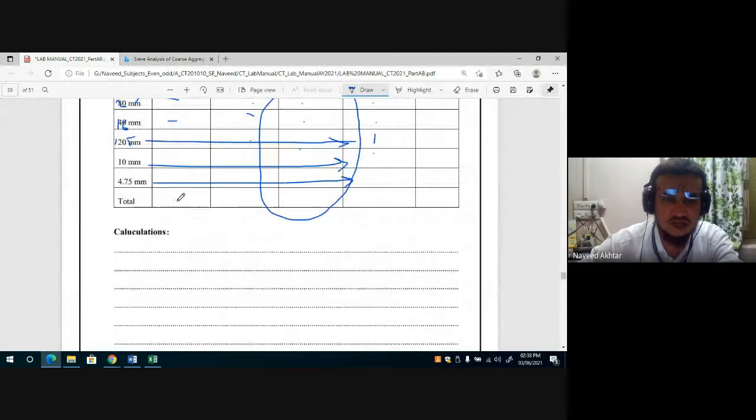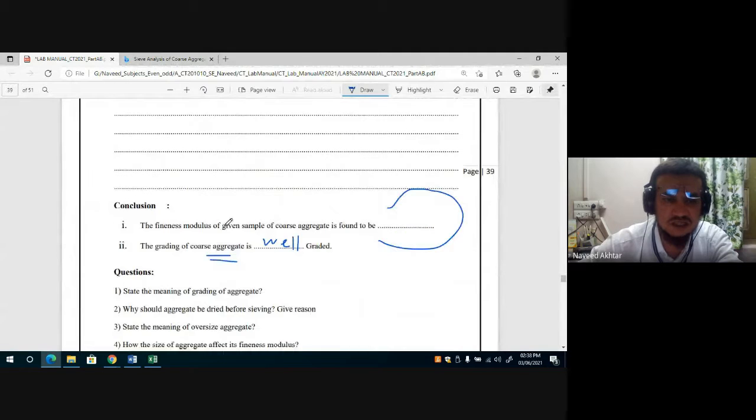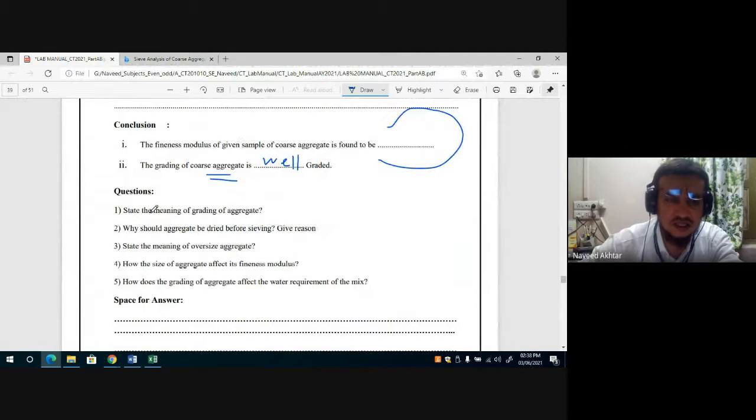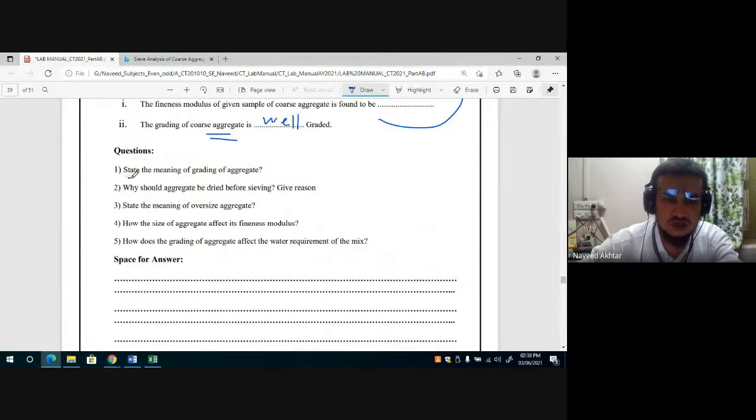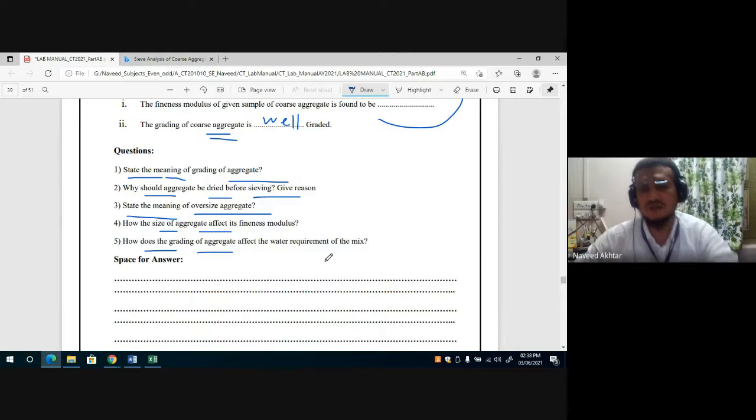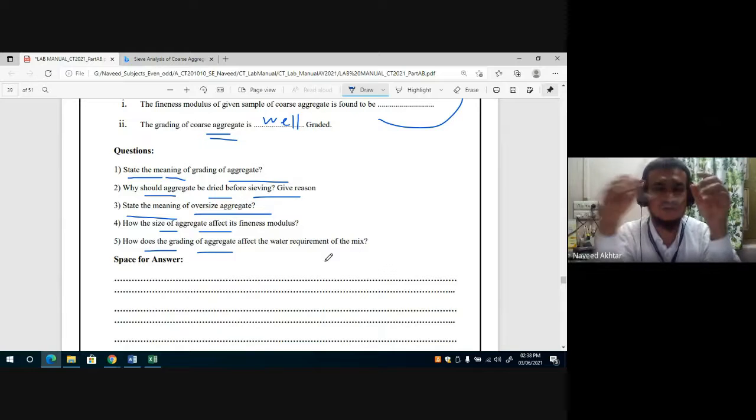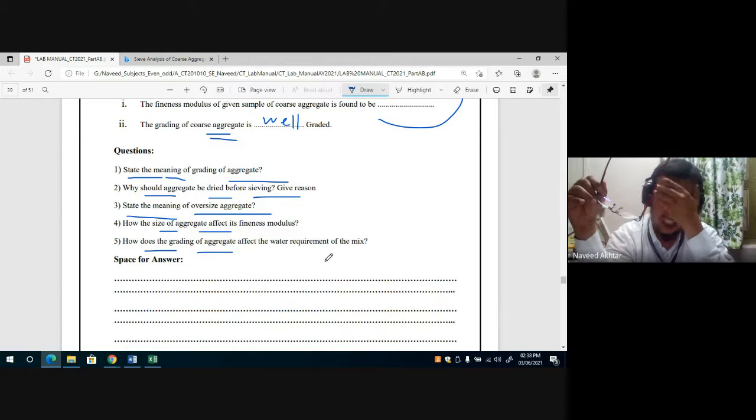Now you have to do the sample calculations, then draw the conclusion, and then write down the questions themselves. State the meaning of grading of aggregate. Why should aggregate be dried before sieving? Give reason. State the meaning of size of aggregate, how the size of aggregate affects the fineness modulus, how does the grading of aggregate affect the water requirement of the mix. So these are the different questions that will be asked during your term work submission.